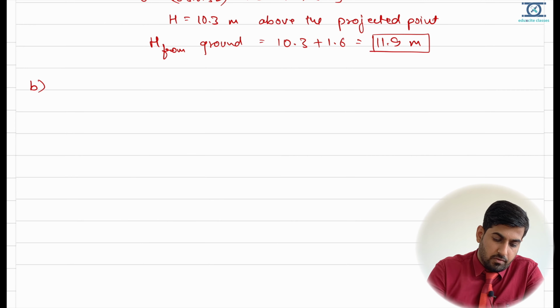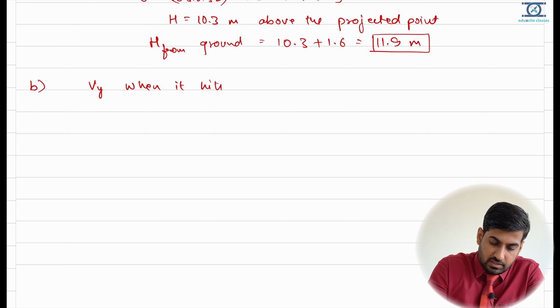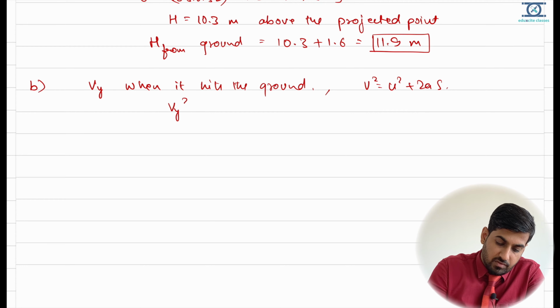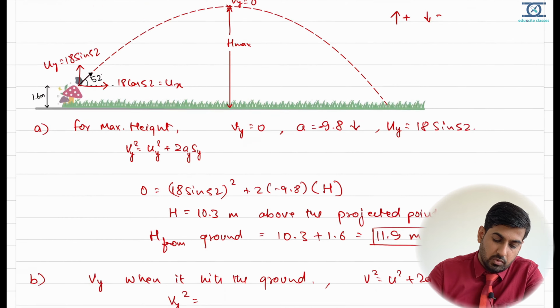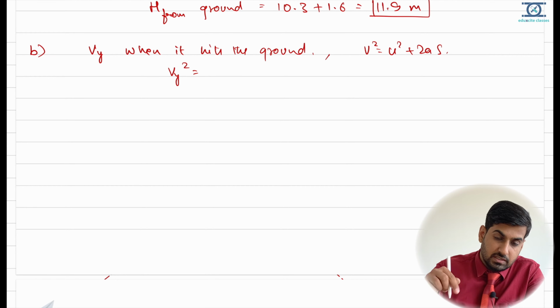Now for B, we have to find the vertical component of velocity when it hits the ground. We can use v squared equals u squared plus 2as again. Now here it will be Vy squared. If you look at the net displacement, the initial position is this and the final position is this. So the displacement is 1.6 meters in the downward direction.